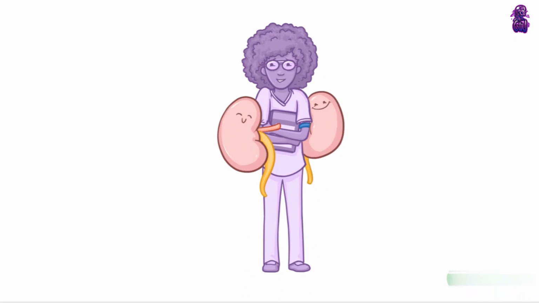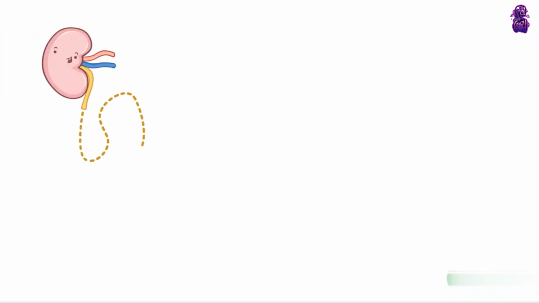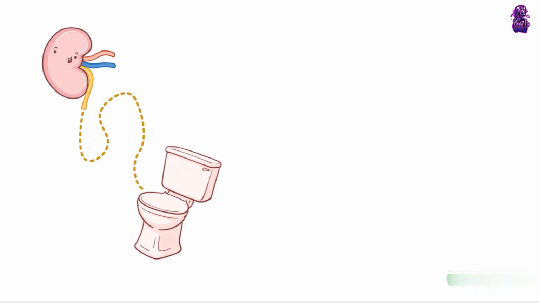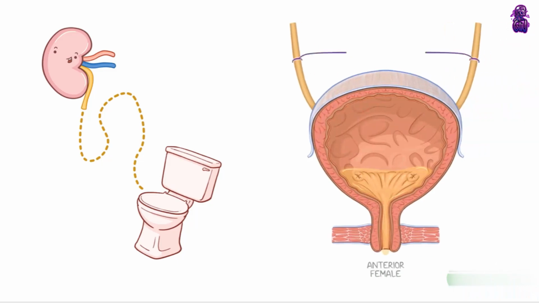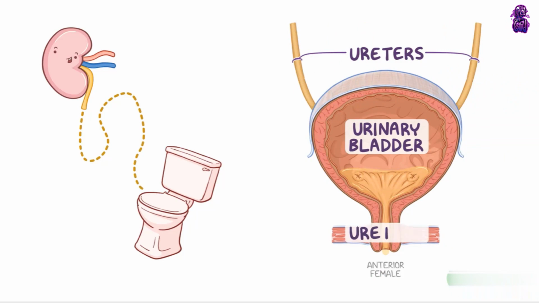Bad puns aside, urine is an important way for us to eliminate waste, and it takes quite the journey from the kidneys to the outside world. Let's look at the path of urine after it leaves the kidneys and the structures it passes through along its journey. After exiting the kidney, urine travels through three main structures before leaving the body: the ureters, the urinary bladder, and the urethra.